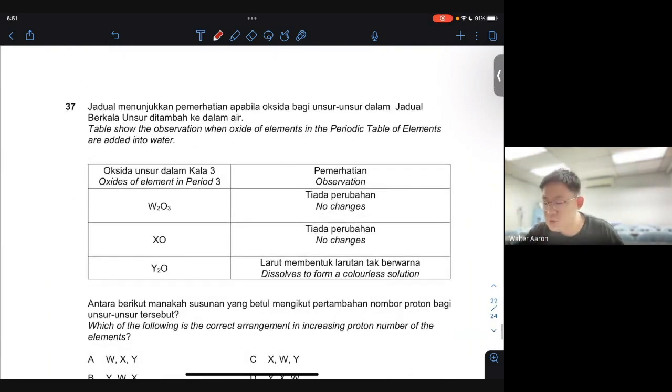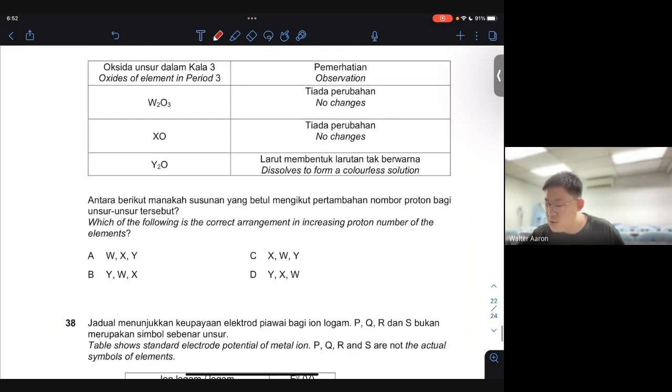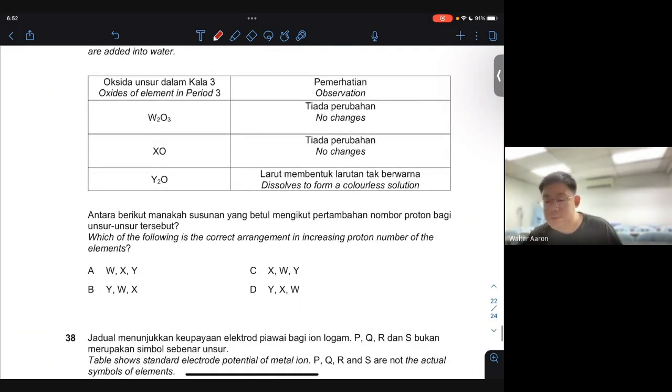37, table shows the observation when oxide of elements in periodic table elements are added into water. So W2O3, you put that in water, no changes, means that it dissolves. XO, you put that in water, also no changes. Y2O dissolves to form a colorless solution. So based on this particular example here, which of the following is the correct arrangement in the increasing proton number of the elements?